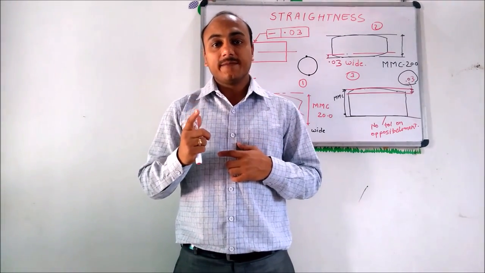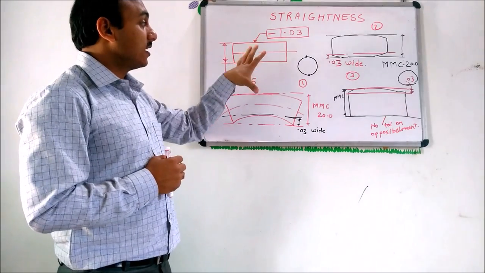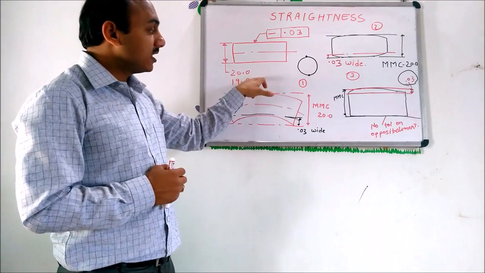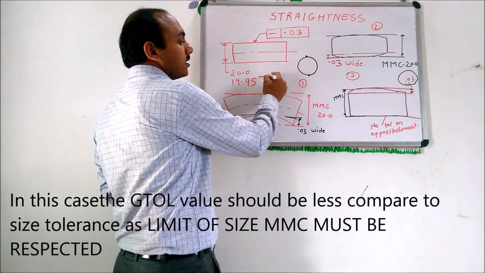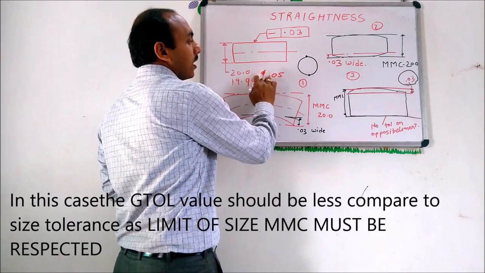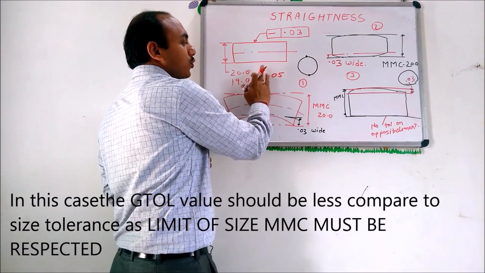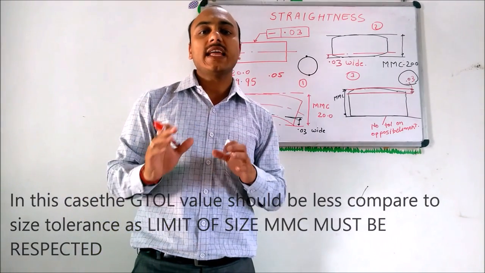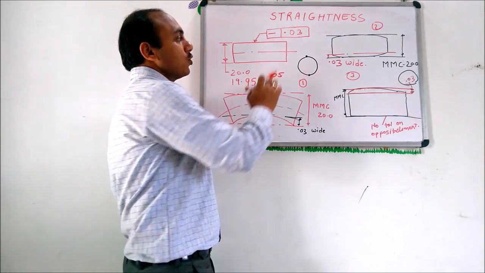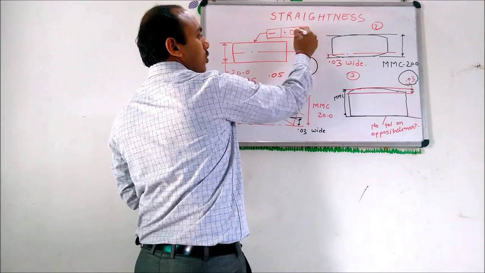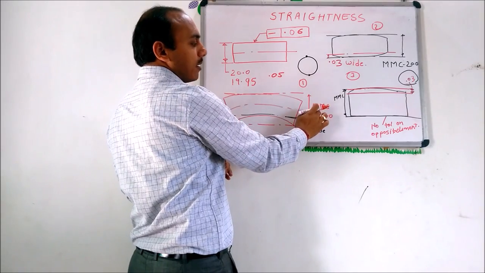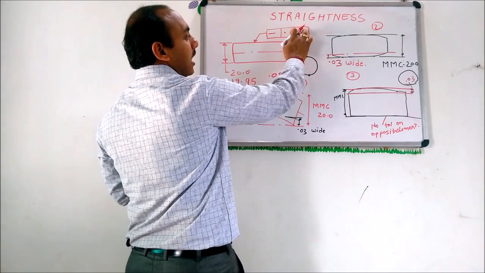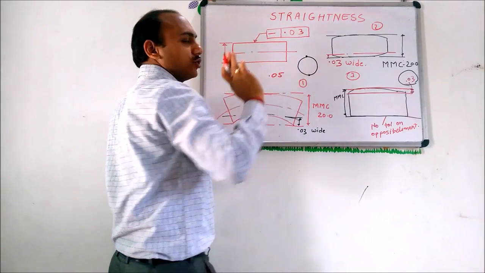And one more thing. In these cases, this tolerance amount should always be less than this tolerance amount. Here the tolerance is 0.05 and it is 0.03. So it should always be less than this 0.05 tolerance zone. Then and only then will it be applicable. Suppose I give it more than this, 0.06. It will go beyond the MMC envelope. That will not be possible in this scenario. So the tolerance value should always be less than this tolerance zone.